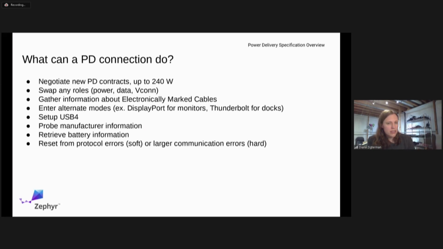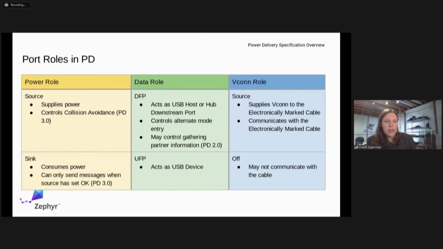And they have hard resets for larger communication errors that happen on the system. So we've got several different layers of error recovery built into the protocol. If we zoom in on our roles from earlier, we're going to have extended responsibilities and also privileges that come with our roles now. The source is still going to be the one supplying power, but it also has to control collision avoidance as of PD 3.0.